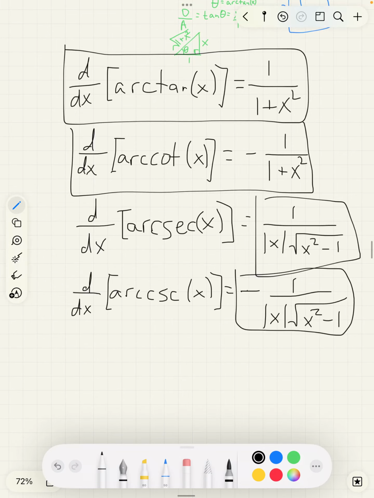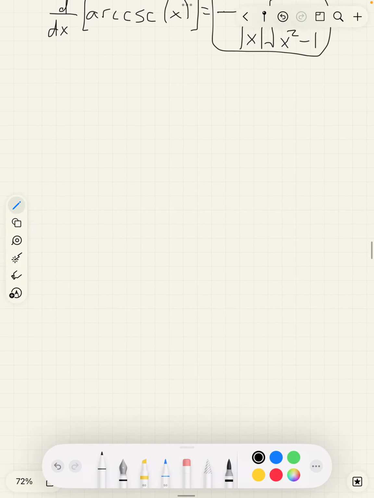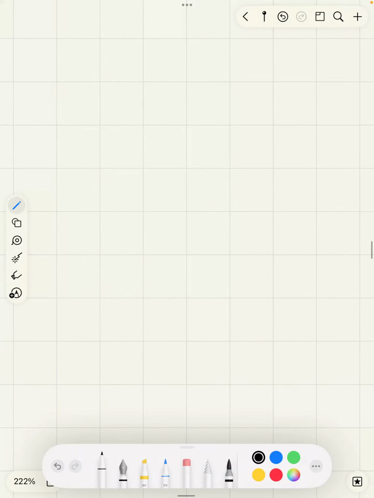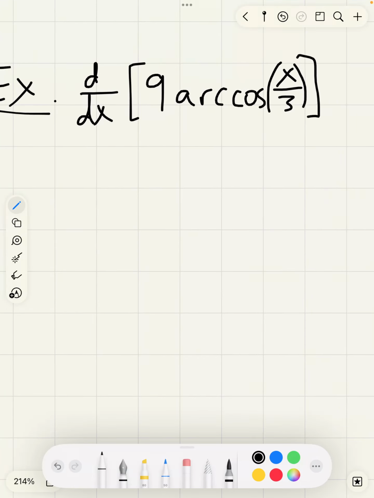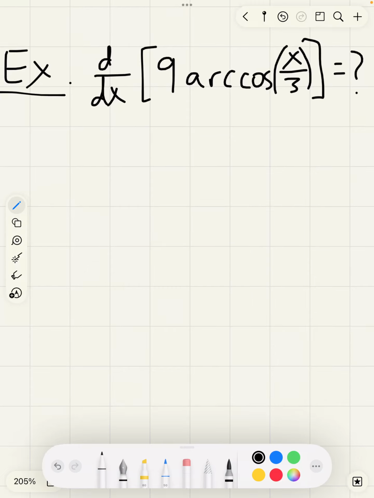So let's look at 2 examples, just so you can see what I mean. First example, let's say we want to know the derivative of 9 arccosine of x over 3. All right. So to do this one, I'm not going to do any kind of weird derivation. I'm just going to go straight to the derivative form for arccosine.